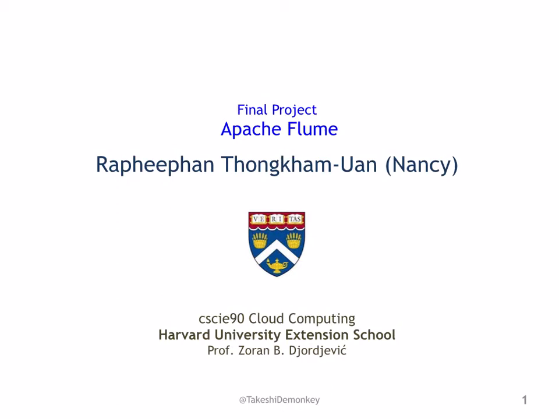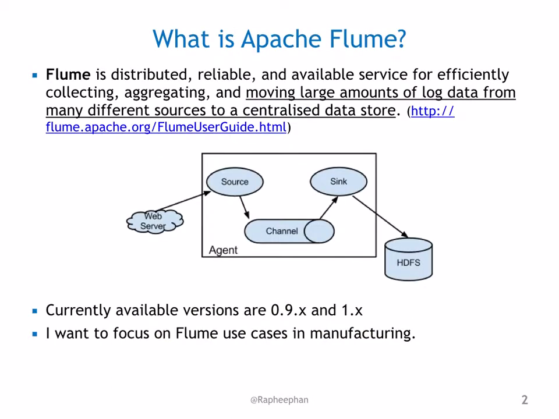This is the final project presentation for CS90 Cloud Computing, and today I would like to present about Apache Flume. I guess many of you don't know what Flume is. Here is the definition of Flume on the Apache website. To say it simply, Flume is a distributed service for moving large amounts of data soon after the data is produced. The common use case is to aggregate the log files to the Hadoop Distributed File System.